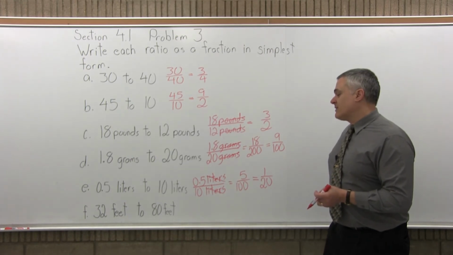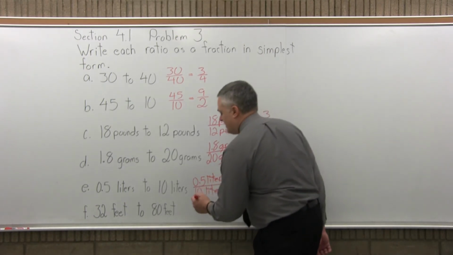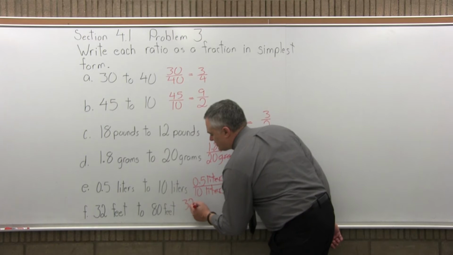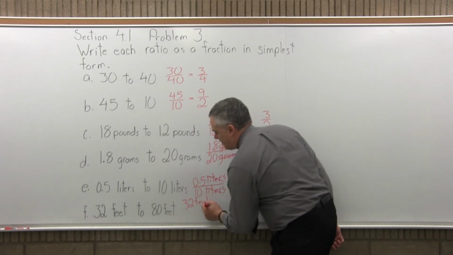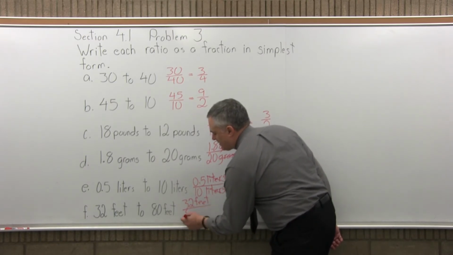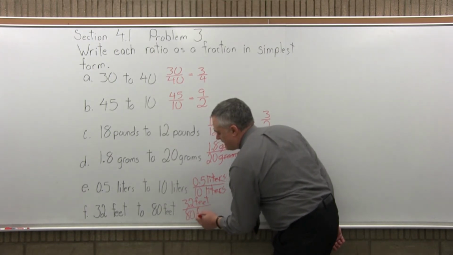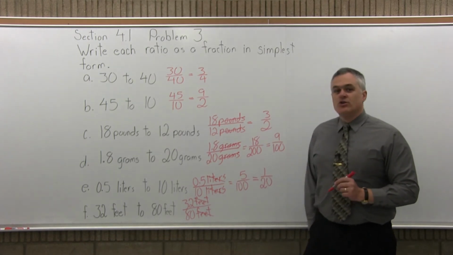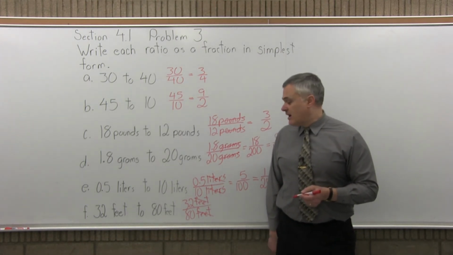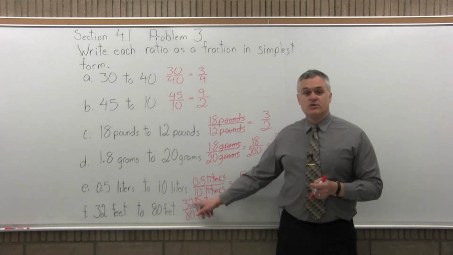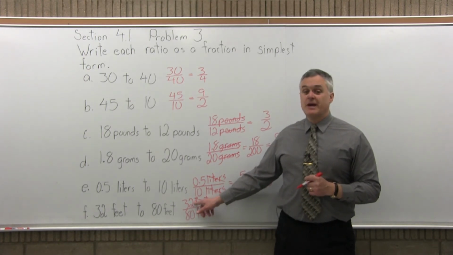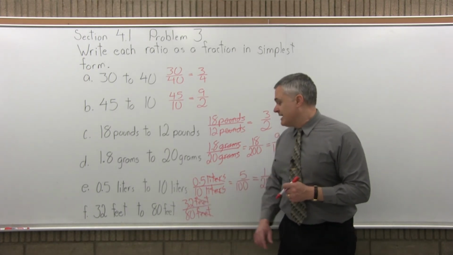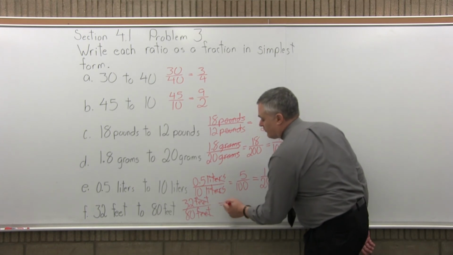And finally, one left, part F, 32 feet to 80 feet. 32 feet will start in the numerator. 80 feet in the denominator. And again, same units of measure, numerator and denominator, I can just cancel them. 32 over 80 will reduce. They can both be reduced by 4, but they can actually both be reduced by 8. So 8 divides into 32 4 times. And 8 divides into 80 10 times.